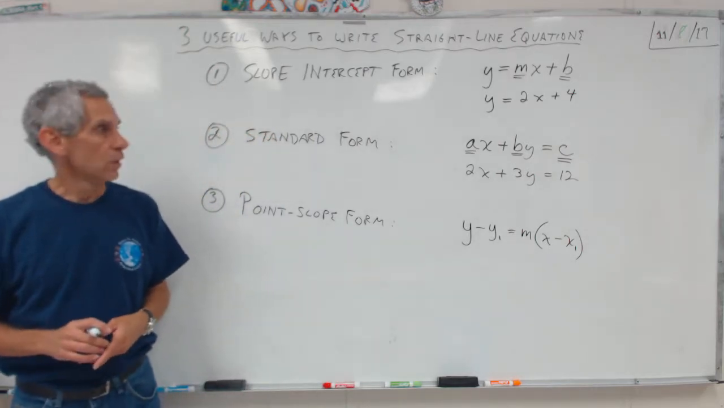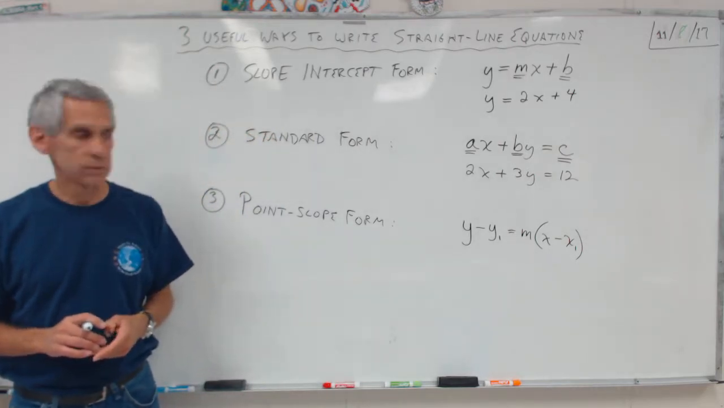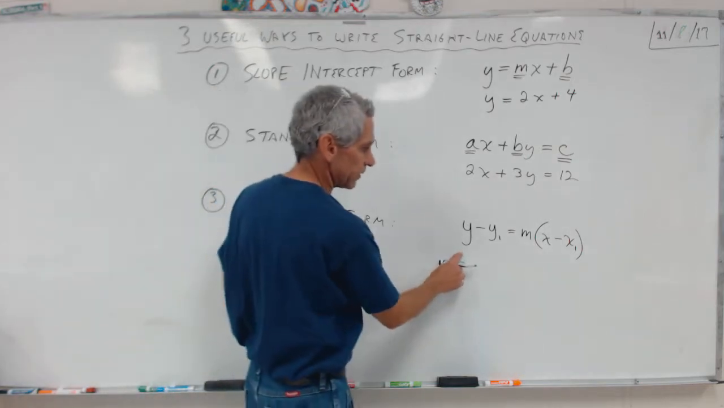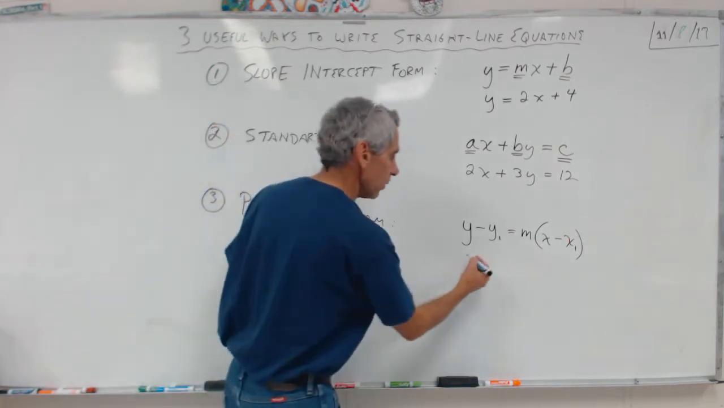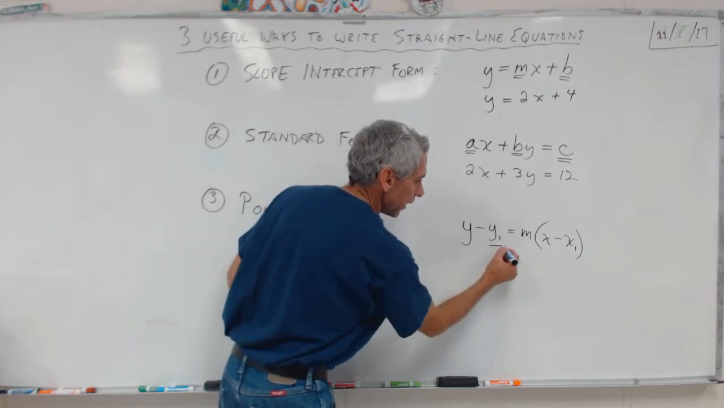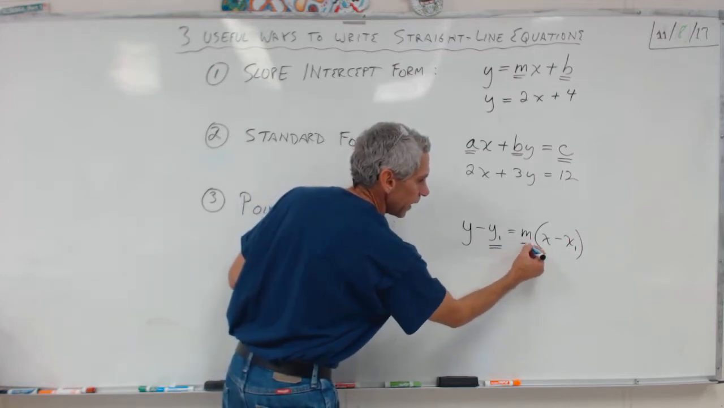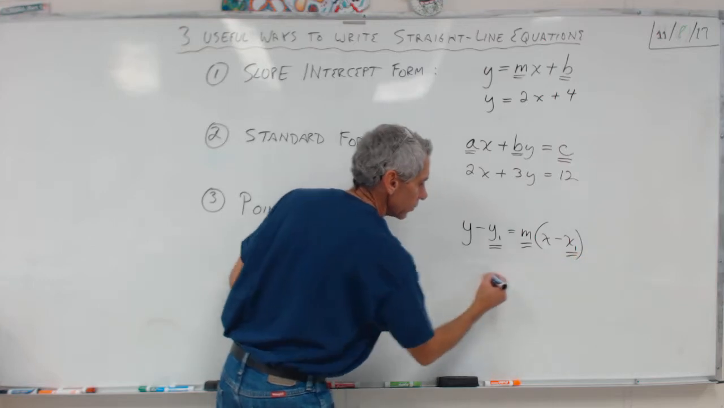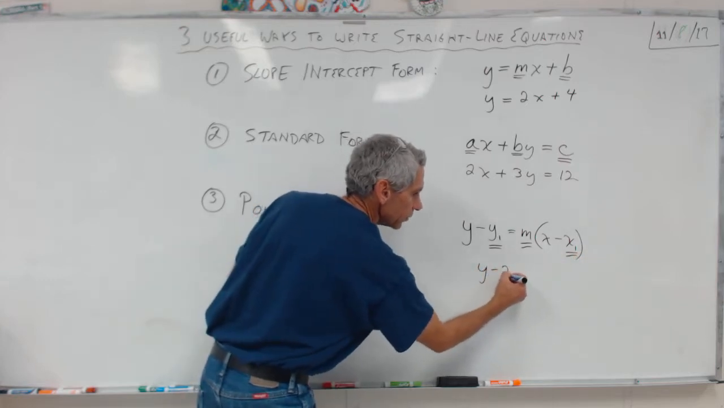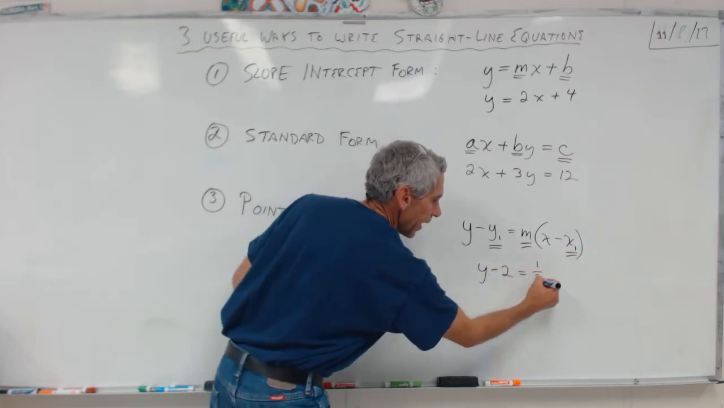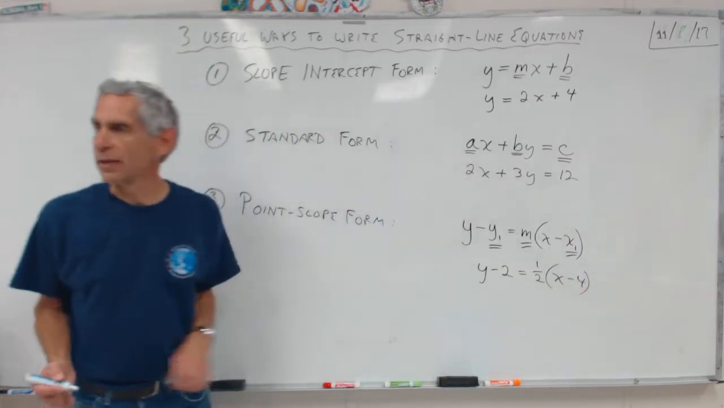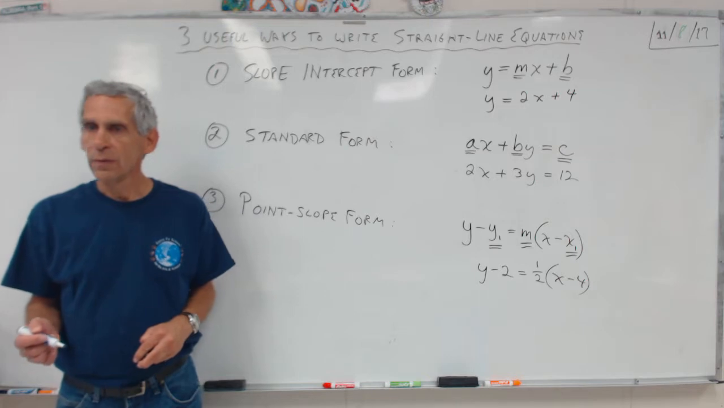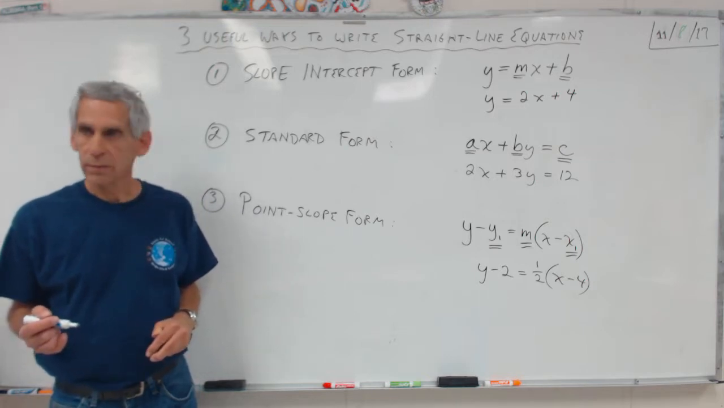Okay? All of those you have to memorize. And if you saw this as an actual equation with numbers, the y sub 1 is a number, the m is a number, and the x sub 1 is a number. So it would be like y minus 2 is equal to 1/2 x minus 4. Something like that. Okay? When you put real numbers in, it's less scary.